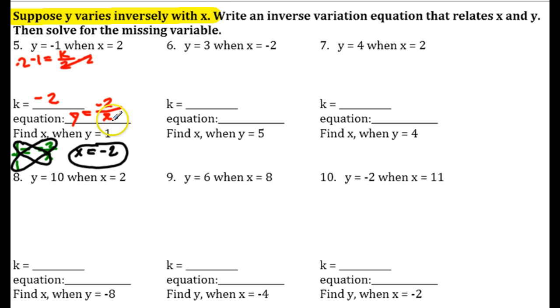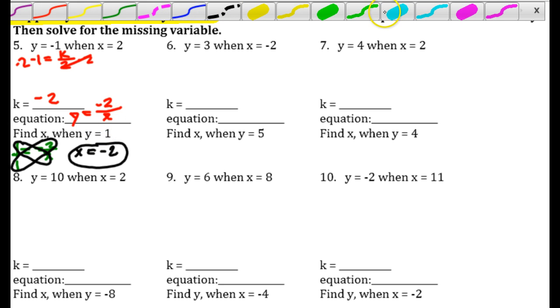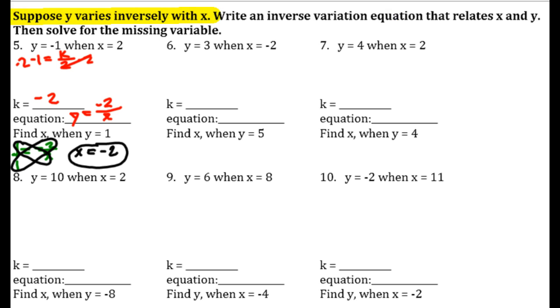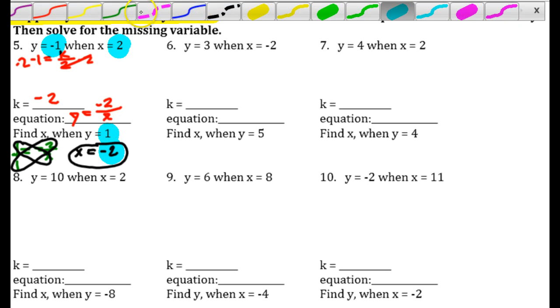Okay? And if you think about it, look what happened here. Remember we said inverse variation changes the opposite way. So look at my y. Y was negative 1 at first, and then it's positive 1. That means it went up from negative 1 to positive 1. That means the x should go down, and look, it went from positive 2 to negative 2. So those change the opposite way, and that's what inverse variation is. Okay? Alright, let's try the next one here.